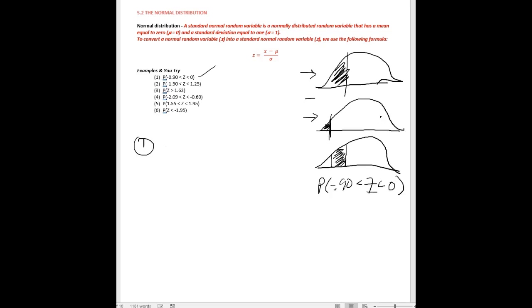Because the table is always giving us cumulative probabilities, we can't just calculate this straight away. We actually have to pull a full chunk and then minus another full chunk off of it to get this intermediate area. So let's go ahead and do that. Looking at this first one, we need to take the bigger probability and minus off the smaller probability. The bigger probability is going to be the one that's furthest to the right.